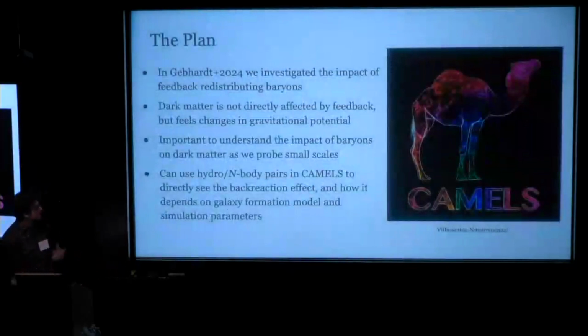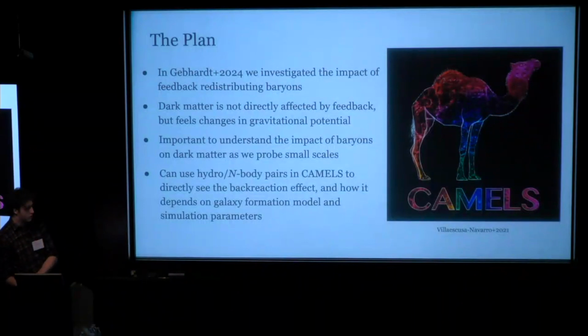So the plan is to use CAMELS. In a paper earlier this year, we looked in depth at how baryons are spread around through feedback. This was mentioned before in Daisuke and Isa's talks about how we can track particles and see how baryons are spreading. We also, in this second project, want to look at how the dark matter is affected. It's not directly moved around by feedback, but relative to an N-body simulation, the gas moves and changes the gravitational potential, so the distribution will be a bit different.